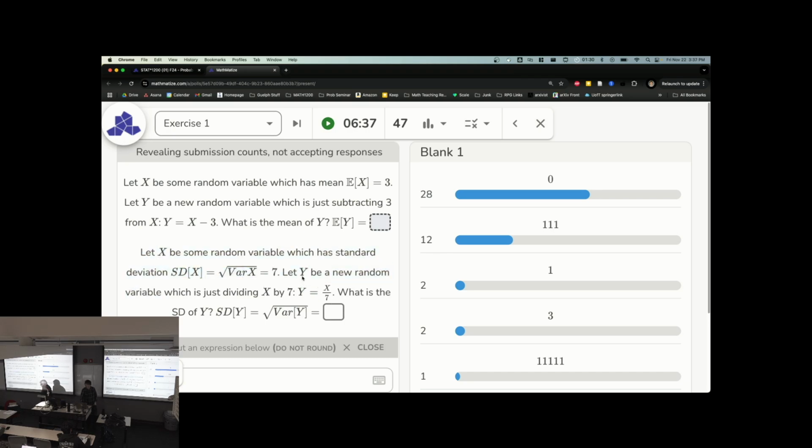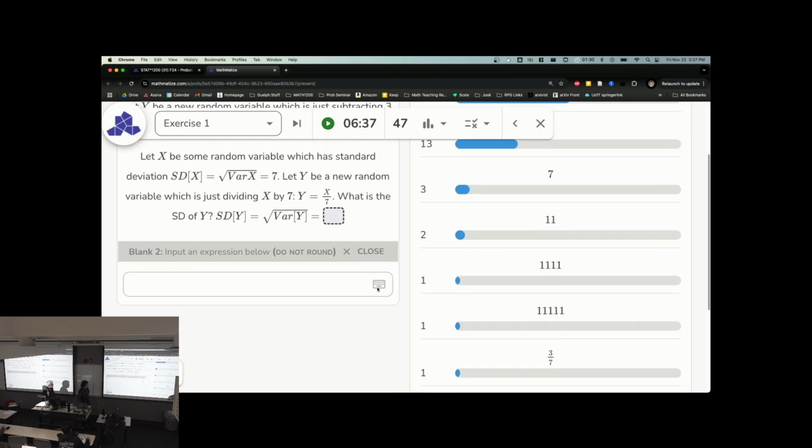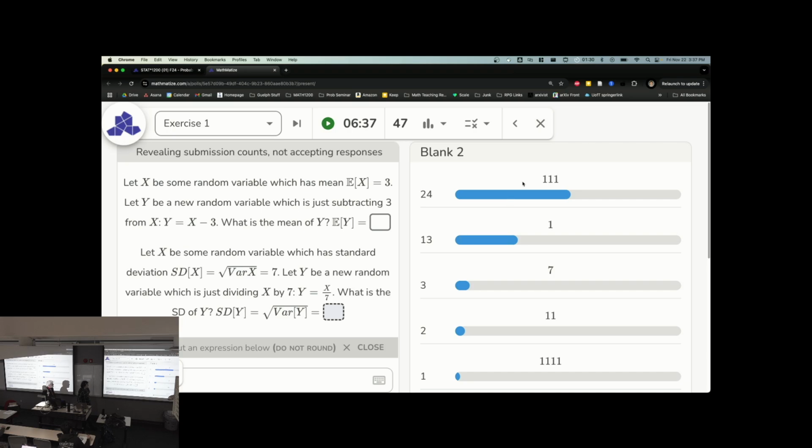So in this one, x, we don't know its mean. We just know its standard deviation, which is the square root of the variance, is 7. And then we take it and divide by 7. So we divided x by 7. What is the standard deviation of y? What happens to the standard deviation when you divide by 7? And in this one, you guys said it becomes... Ooh, most people don't know. This is very good. So let's do this one on paper.